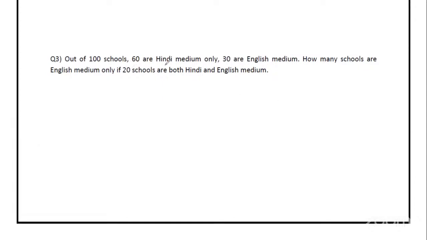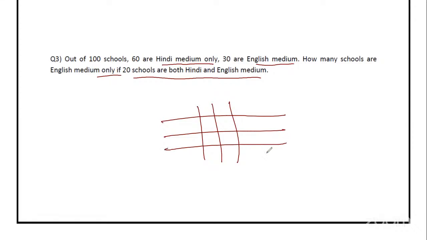Out of 100 schools, 60 are Hindi medium only, 30 are English medium. How many schools are English medium only if 20 schools are both Hindi and English medium? So we know there are two categories. So again, three vertical columns, three horizontal columns. 100 schools total comes here. Then English, not English, Hindi, not Hindi. Okay. So out of 100 schools, 60 are Hindi medium only. So Hindi medium only is this one. That is schools which have Hindi but not English.